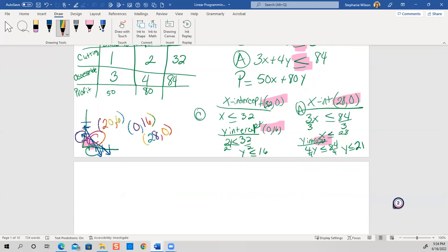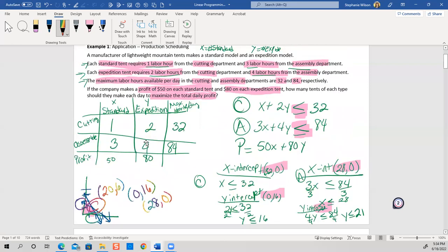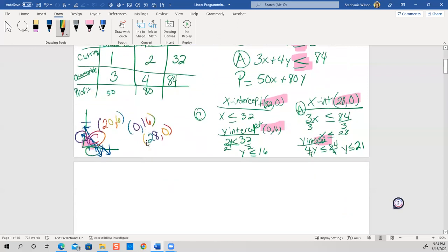You can create a table for it. But let's go back to the question before we jump the gun and get ahead of ourselves and do more work than we need. It just wants to know the maximum total daily profit. So if we create a table and put all 3 of these on it to come up with a value, we can do that.